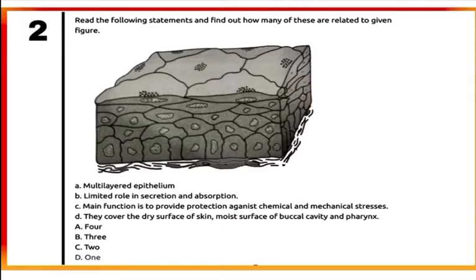C, its main function is to provide protection against chemical and mechanical stresses. And D, they cover the dry surface of skin, moist surface of buccal cavity and pharynx. All these four statements are true about the given figure of compound epithelium. So here the correct answer is A, mark A.